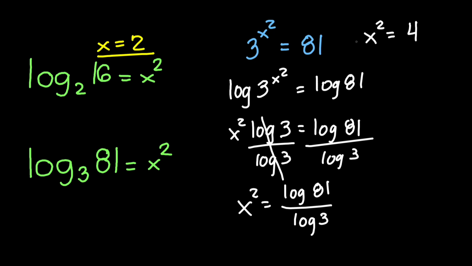So, take the square root on both sides. So, x right here would be equal to square root of 4, or simply 2 again. Let's check this. 3 raised to the power of x here, which is 2, raised to the power of 2. Once again, focus first on this 2. 2 raised to the power of 2 is equal to 4. And 3 raised to the power of 4 is equal to 81.